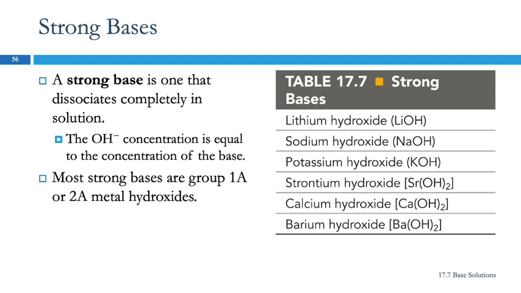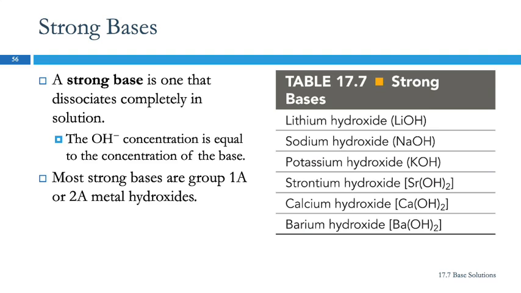So again, a strong base. What is a strong base? It's one that dissociates completely in solution. So if we're trying to calculate the hydroxide ion concentration for a strong base, we don't need to do ICE tables or equilibrium or anything like that. It is just equal to the concentration of the base, with the one exception that we have to watch out for. If we have something like strontium hydroxide, where there are 2 moles of hydroxide ion per mole of the base, then we have to multiply by 2. But that's the only tricky thing.